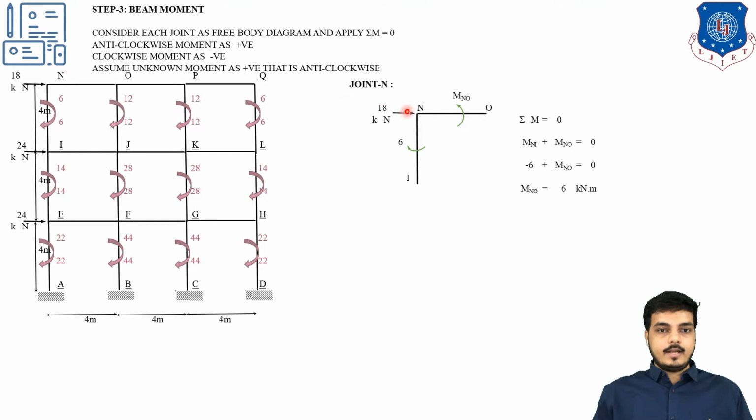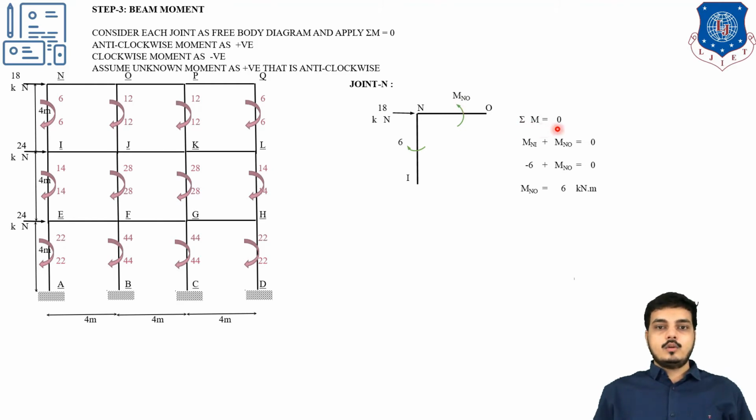I have looked at this point N and its adjoining members are N to O and N to I. So right now we are finding out the moments for the beam portion. So we will be taking one by one. So this is my point in which this 6, which we have already found out in the previous step, step number 2, is a clockwise moment. And as mentioned in the step, assume this anti-clockwise as the positive direction. So let's see how to solve.